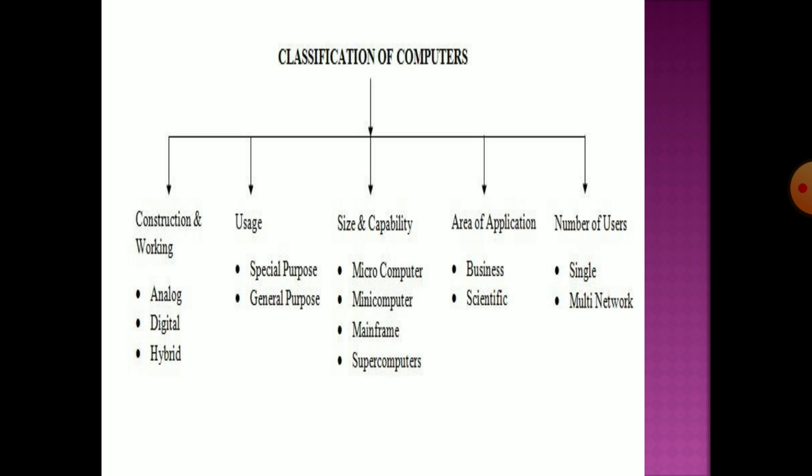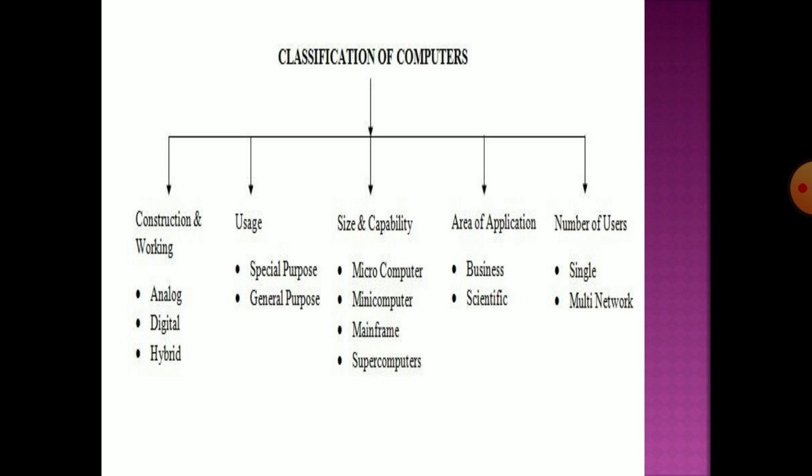Next, the last one is based on the number of users: how many users can use the computer. Based on that, we divide computers into two types. The first one is single, meaning only one person can use a computer at a time. And the second one is multi-network. Multi-network means we connect it to the network and through that multiple users can use a single computer.